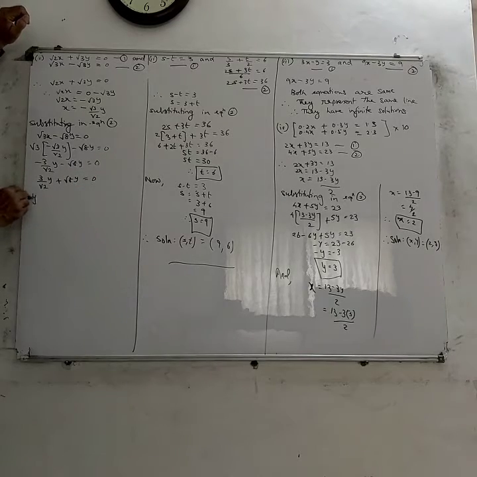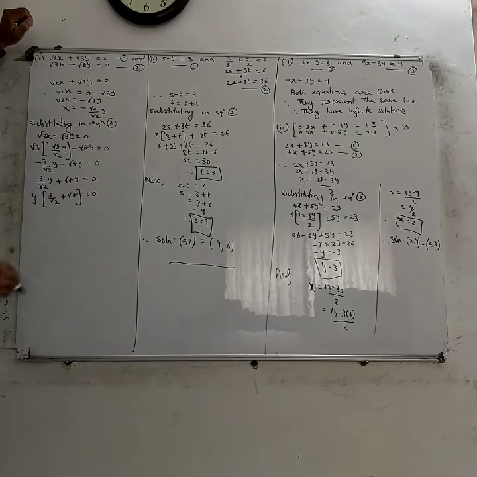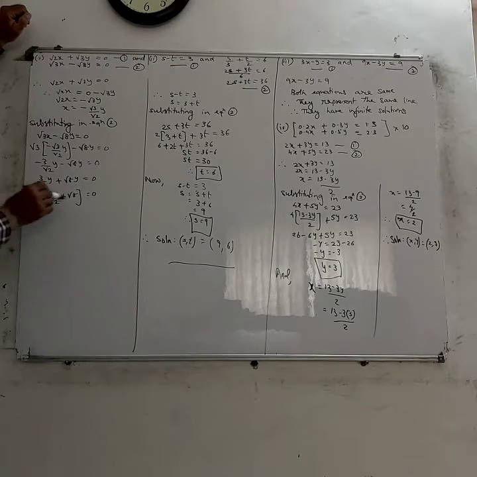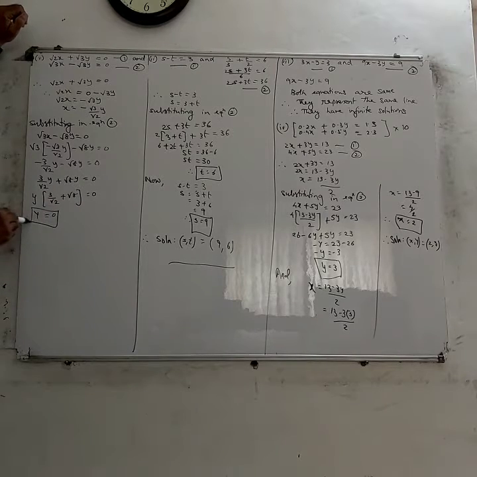Now take y common. y times 3 upon root 2 plus root 8 is equal to 0. Now in this case, y will be equal to 0 because 0 upon this whole value will become 0. The value of y will be 0.